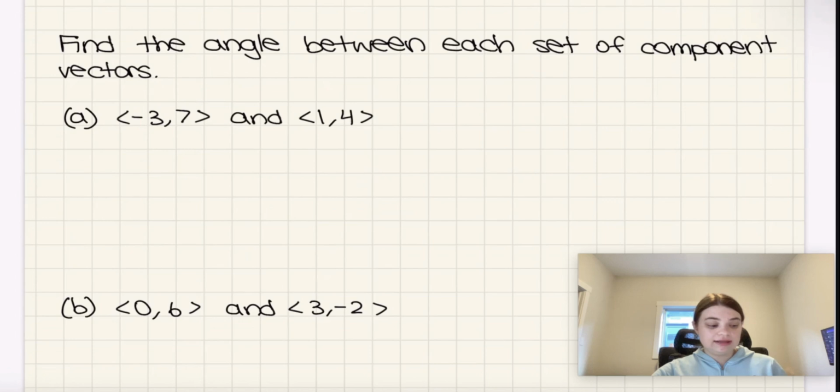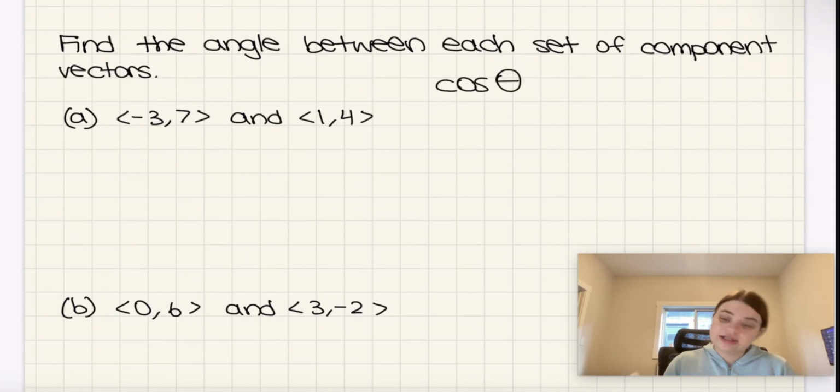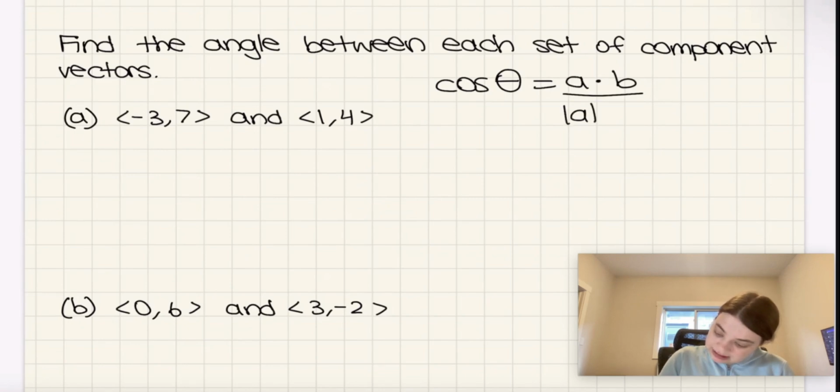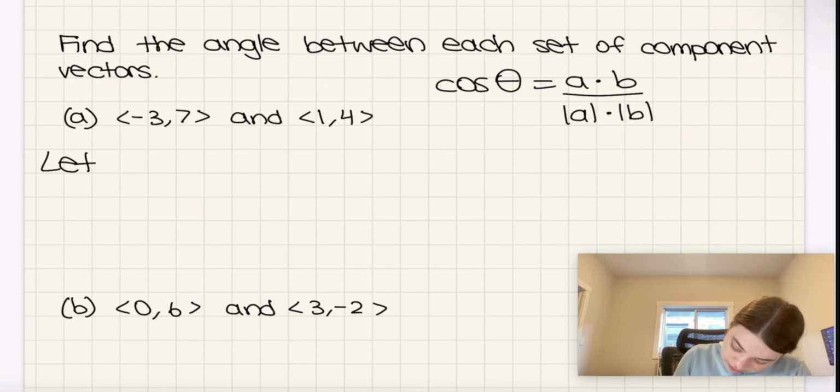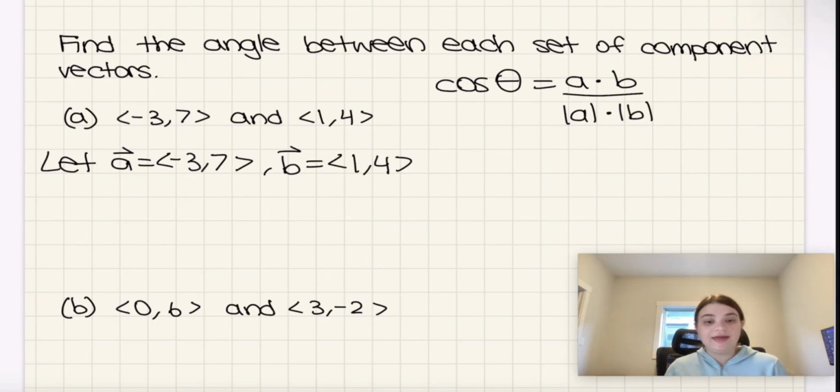So in general, cosine of angle theta, which is the angle between the two vectors, is going to be equal to A dot B over the magnitude of A times the magnitude of B. Okay, so for this first one, let's let vector A be equal to -3, 7, and let's let B be equal to 1, 4.